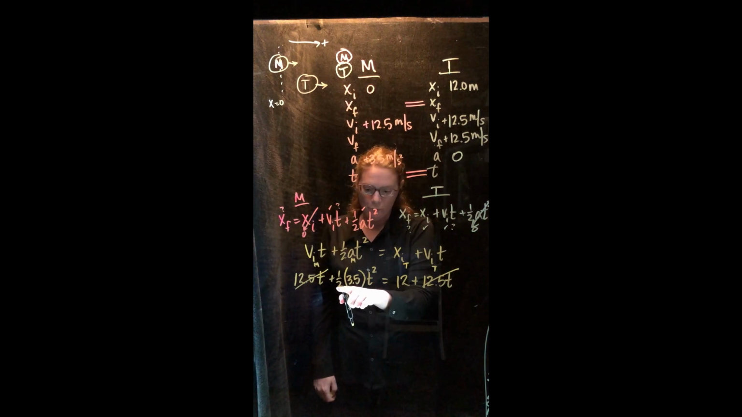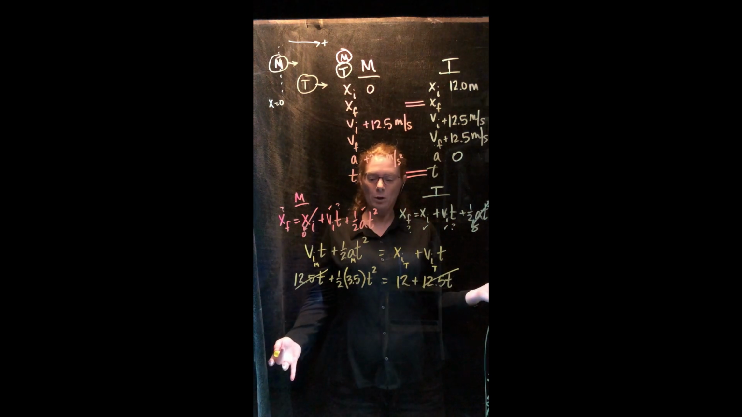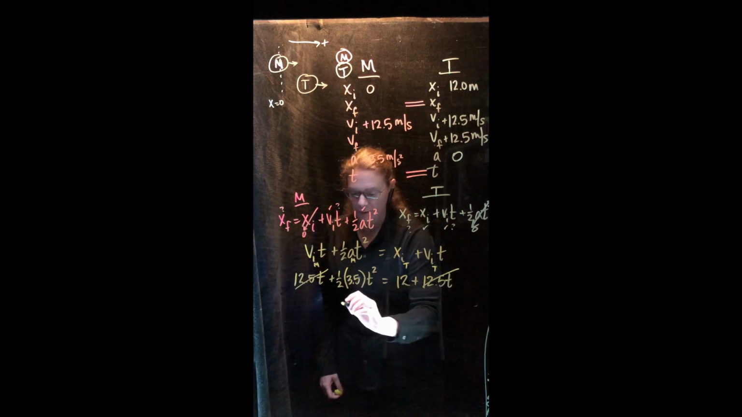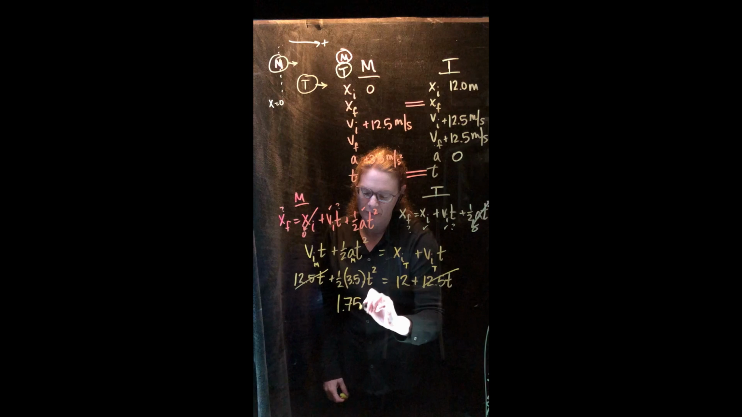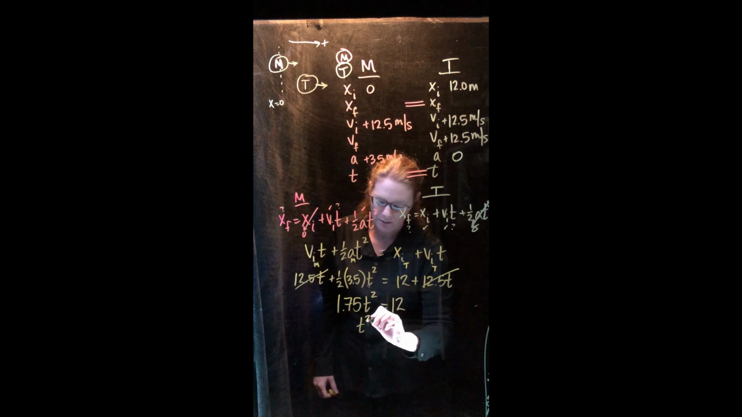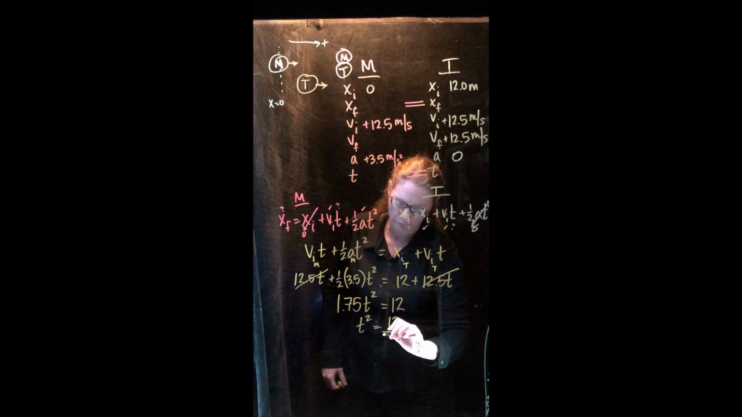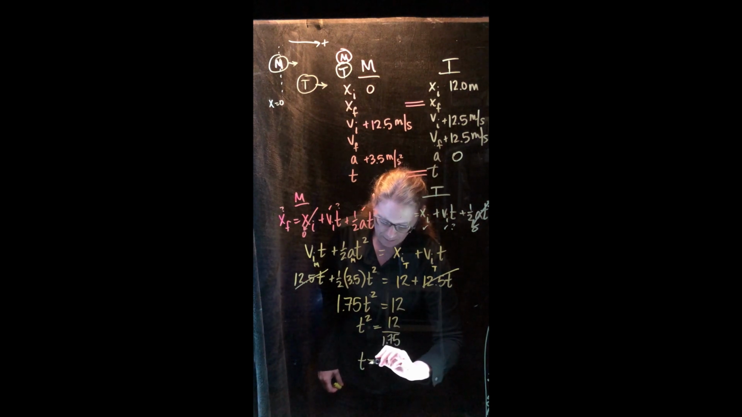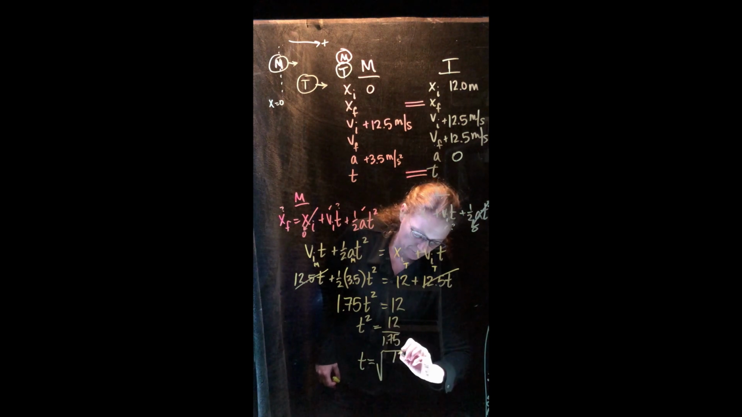At this point I have 1/2 of 3.5 T squared equals 12. Solvable. Half of 3.5 is 1.75 T squared equals 12. T squared is going to equal 12 over 1.75. So t is going to equal the square root of 12 over 1.75.